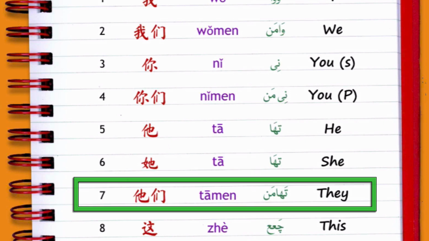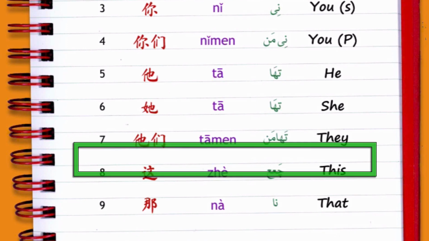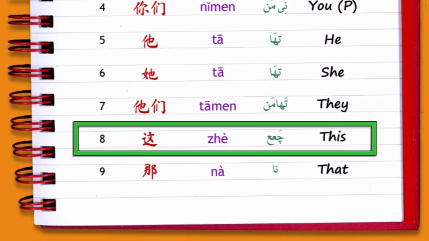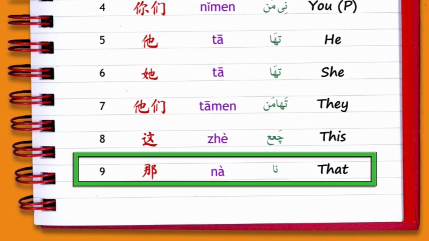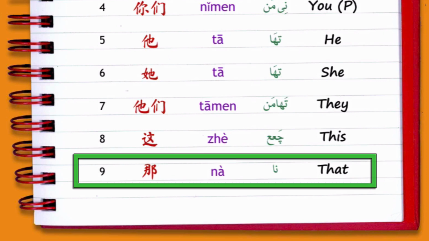Word number 7. 他们 means they. Word number 8. 这 means this. Last word of the day is 那.